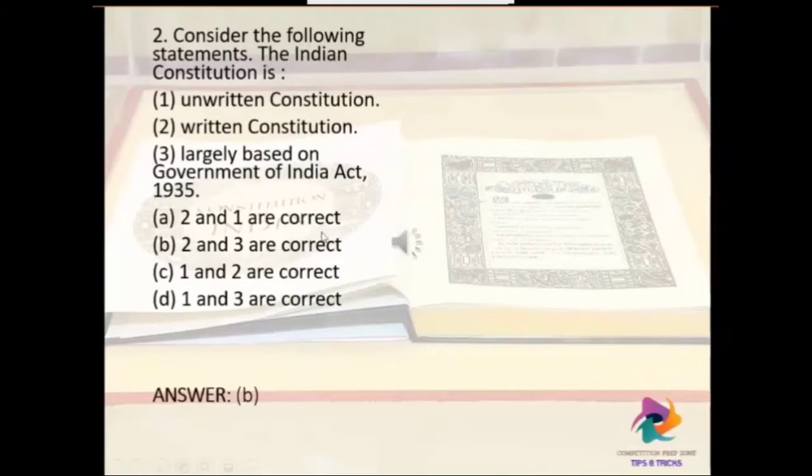Question number 2. Consider the following statements. The Indian Constitution is 1. Unwritten Constitution, 2. Written Constitution, 3. Largely based on Government of India Act 1935. We have to choose the correct option now. A. 2 and 1 are correct. B. 2 and 3 are correct. C. 1 and 2 are correct. D. 1 and 3 are correct. And the correct option is B. 2 and 3 are correct. That is, it is a written constitution and largely based on the Government of India Act 1935.